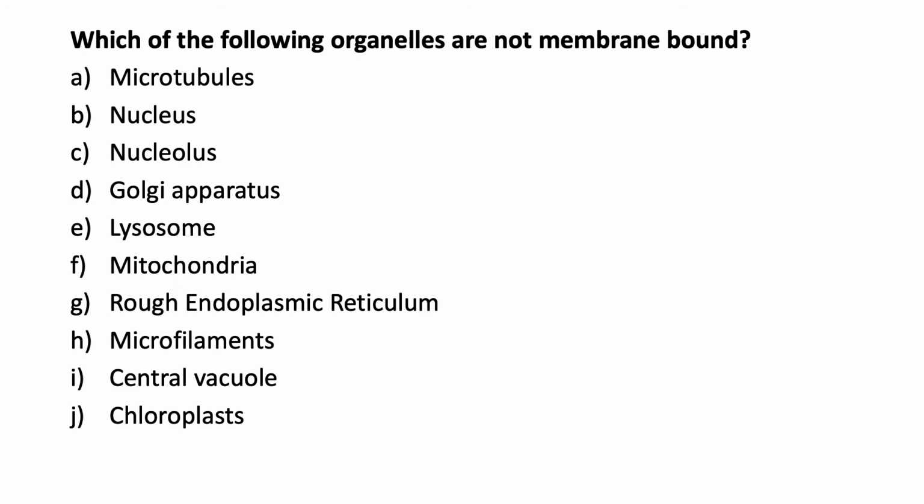The Golgi is part of the endomembrane system and is therefore membrane bound. Lysosomes are basically just a membrane-bound sac with enzymes in it. Mitochondria definitely have membranes. The rough ER is also part of the endomembrane system, so it's definitely membrane-bound. And now microfilaments, like microtubules, are really just strings of protein. So in this case, they would also not be membrane-bound and therefore are a correct answer. The central vacuole is just a huge membrane-bound space, and chloroplasts are obviously membrane-bound, as they likely came from an independent prokaryote according to the theory of endosymbiosis.